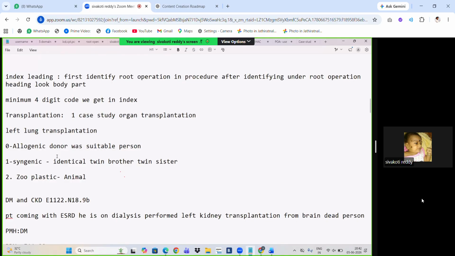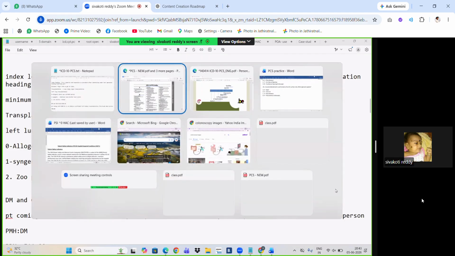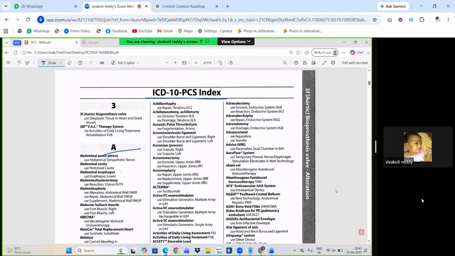So now, if they did any transplantation procedure, first where do we need to check? Transplantation. Suppose they did a lung transplant. How do you need to go? Under lung you check transplant, or under transplant you check lung? Under transplant, lung you need to check. Don't go for lung and say I am not finding transplant. Not like that. First identify the procedure term, the root operation. Under the root operation heading, find the body part. So I am going to the transplantation heading.